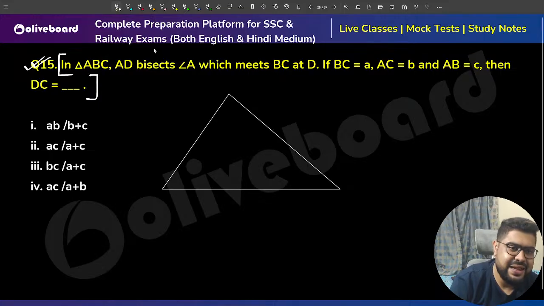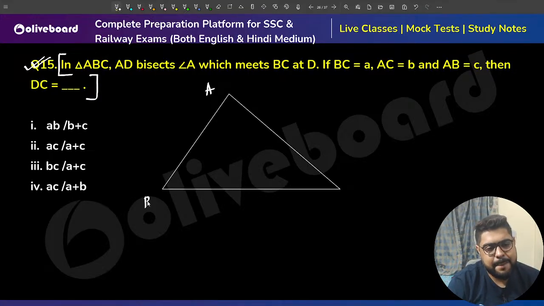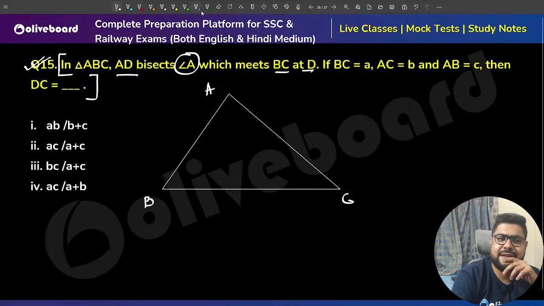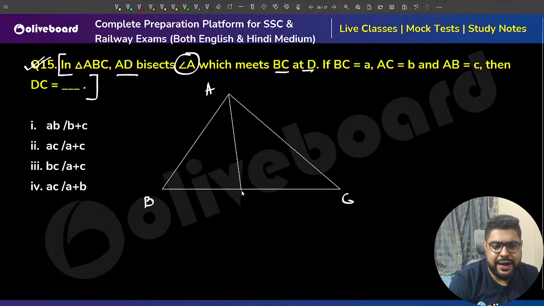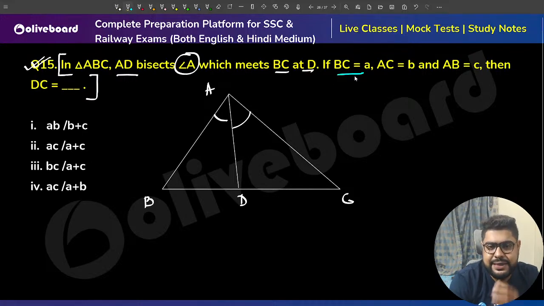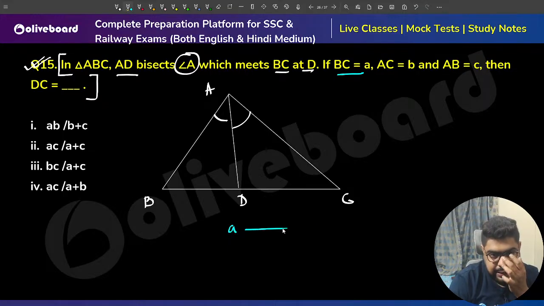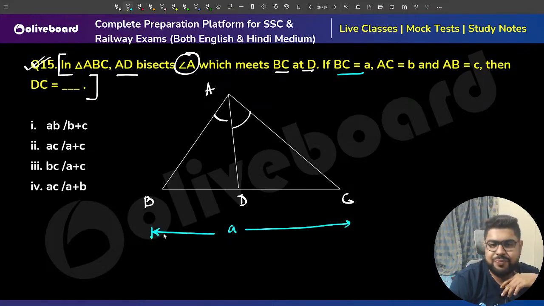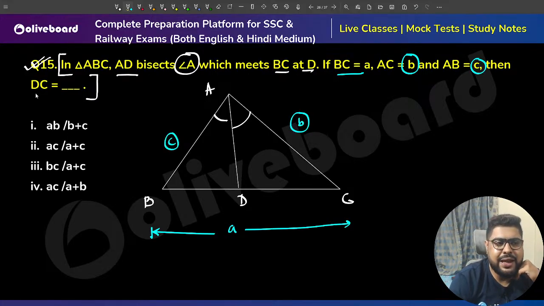ABC, AD bisects angle A, which meets BC at D. So we are again talking about an angle bisector. This is D; this angle is equal to this angle. Now they have given you certain data. BC is A, meaning the total side is A. AC is B. AB is C. This is given. Now they are asking for DC.